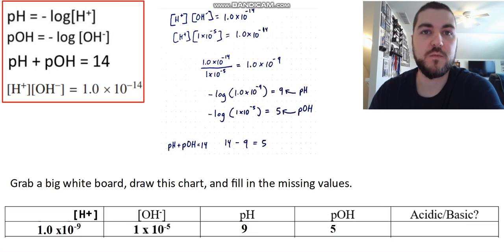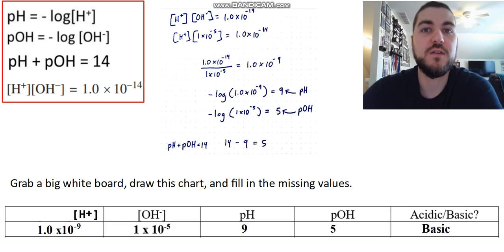Now remember, when you're trying to figure out if something's acidic or basic, we are going to focus on the pH, which we calculated to be 9. Remember, acids have a pH lower than 7 and bases have a pH greater than 7. And any solutions that are right at 7 are considered neutral. So if we look at our chart on the bottom of the screen, we can see that we calculated our pH to be 9. This is considered a basic solution.